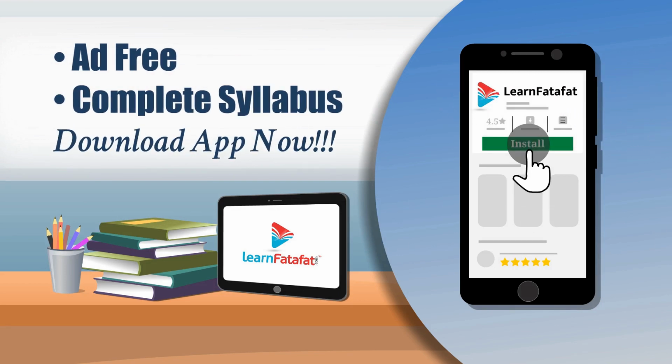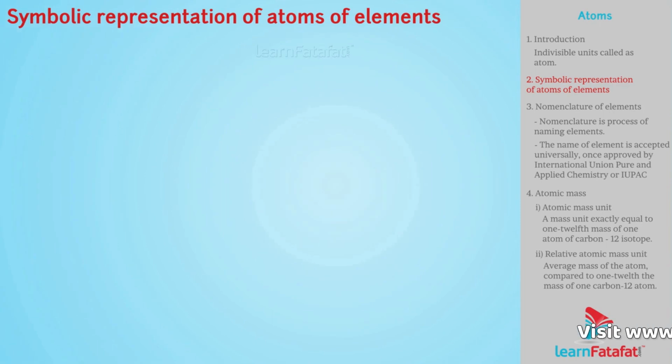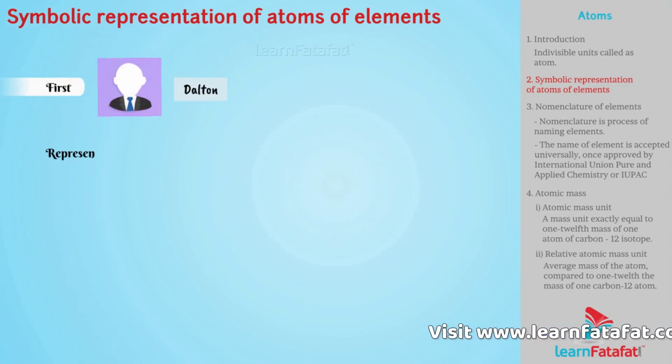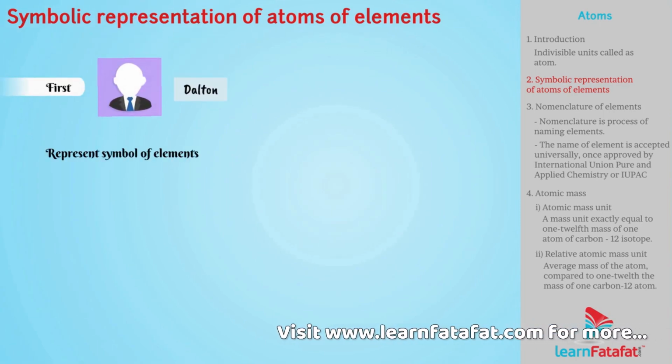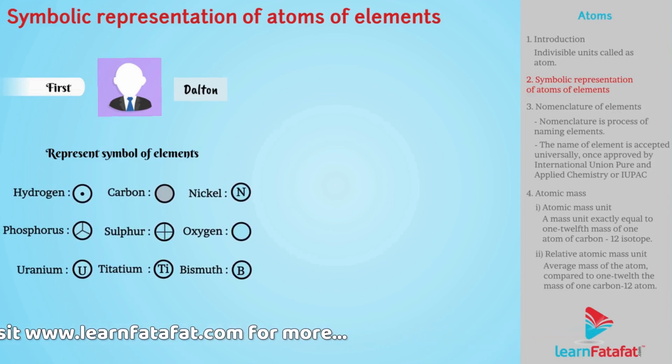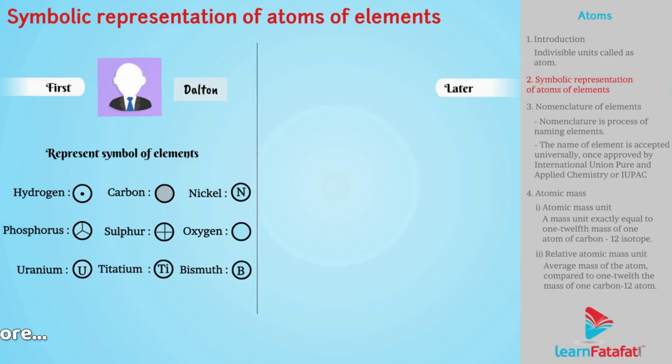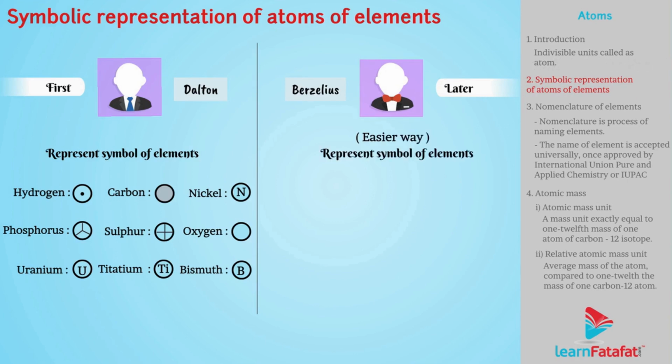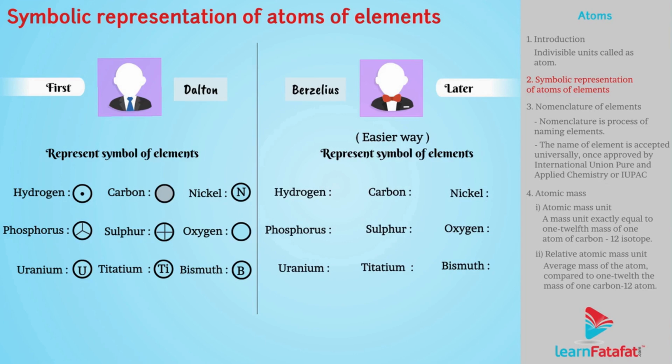Do you know, Dalton was the first to represent symbols for elements. Elements were represented by circles containing letters or symbols. After that, Berzelius presented an easier way to represent the symbols of elements, in which the starting one or two letters from the name of the element were used as a symbol.